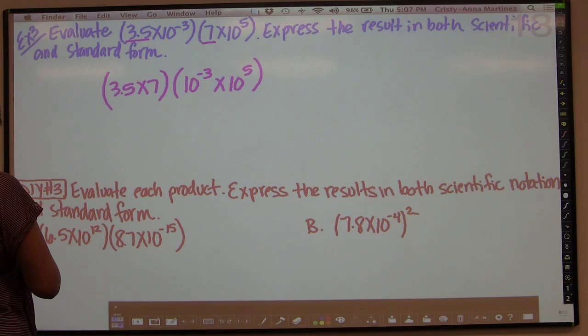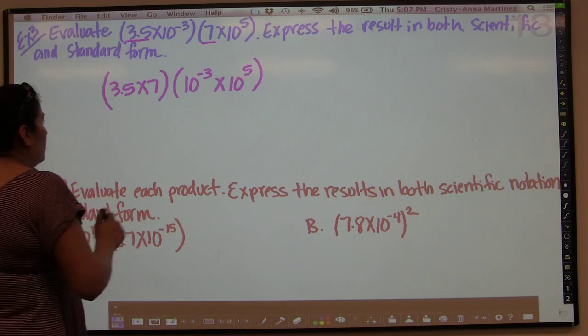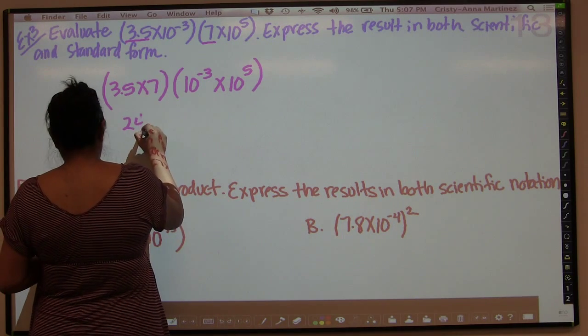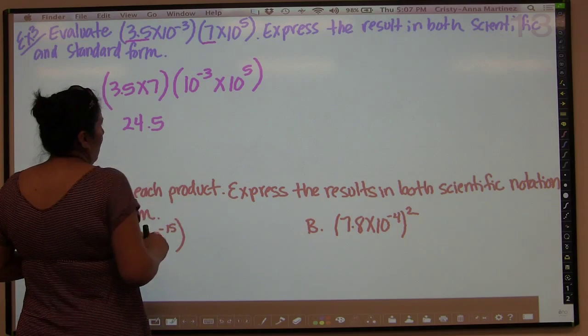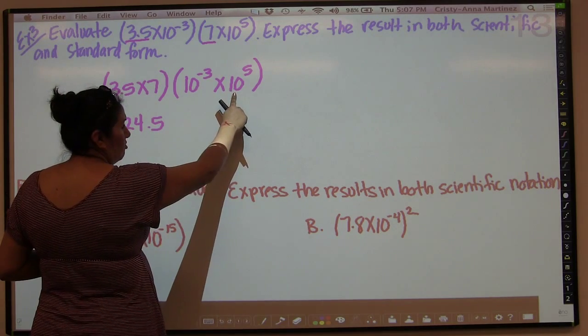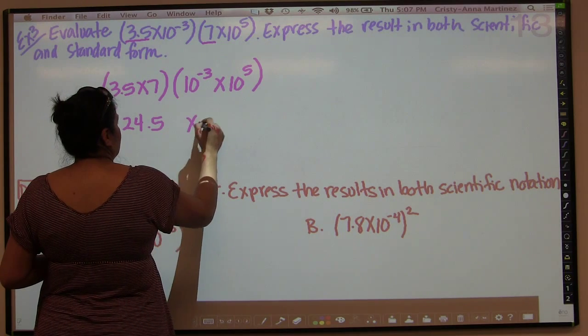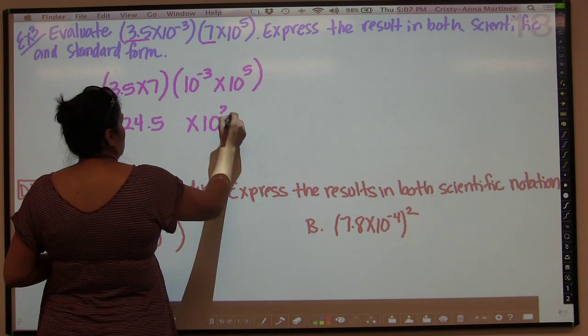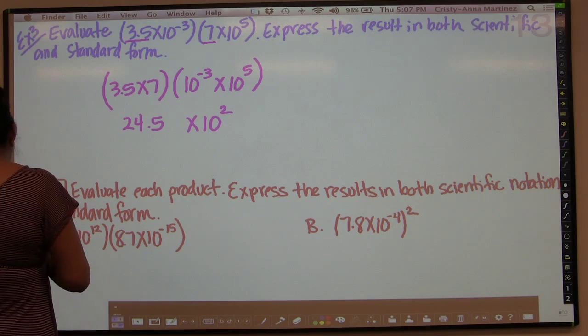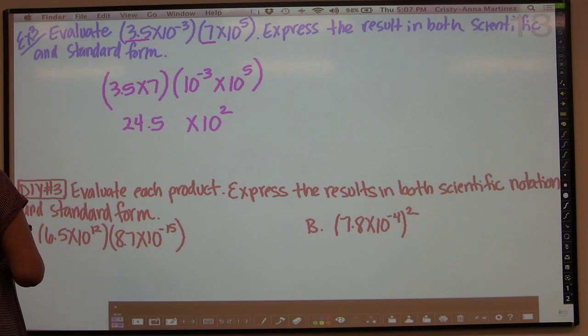We're going to go 3.5 times 7, which gives me 24.5. And we know that when we have the same base and we're multiplying, that we add the exponents. So that's going to be times 10 to the 2, because negative 3 plus 5 is 2.